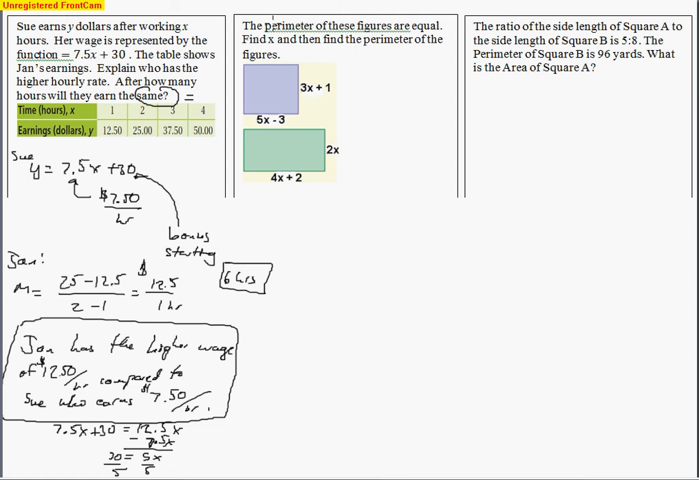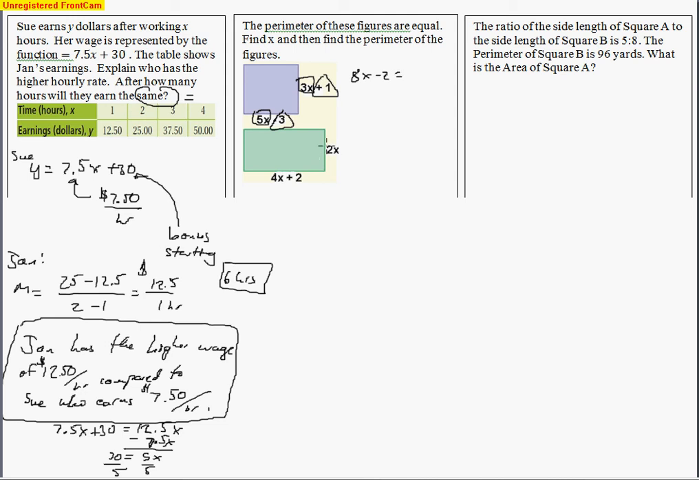So here it says the perimeter of these figures are equal. Find x. Okay, so if the perimeters are equal, I don't have to go all the way around because they're both rectangles here. So I'm going to just do half the perimeters. I'm going to take these two sides. So 3x and 5x, I'm adding those two together. So that makes 8x. And then the negative 3 and the positive 1, that makes a negative 2.